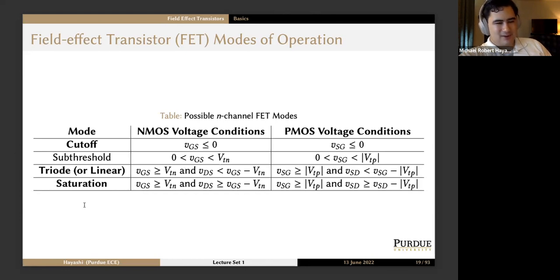But the most important region of operation for us is saturation, because this is what we use to make amplifiers. So this is where the gate to source voltage is greater than the threshold, and the drain to source voltage is greater than the gate to source voltage minus some threshold.